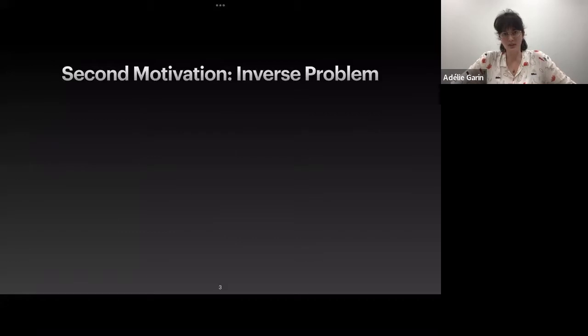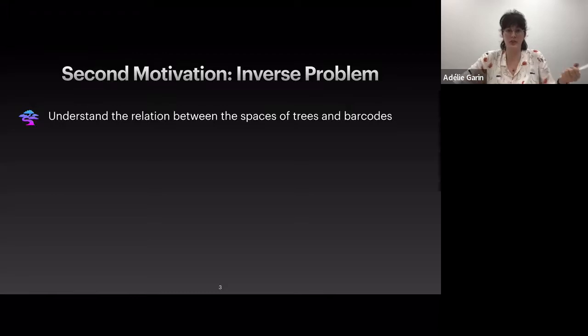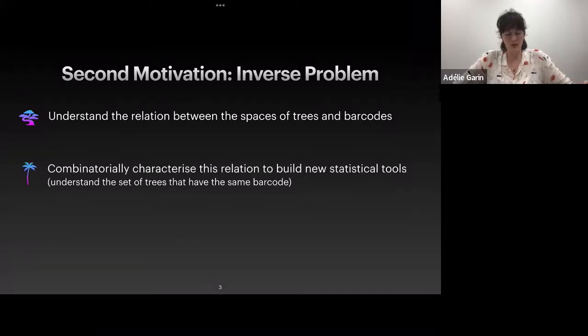The second motivation is the inverse problem. When you can compute the barcode from a tree, we try to understand the relation between the space of trees and the space of barcodes, and how we can go back from the barcodes to the trees. The goal is to try to combinatorially characterize this relation, and also to build new statistical tools.